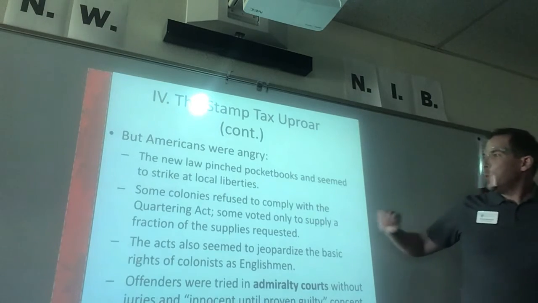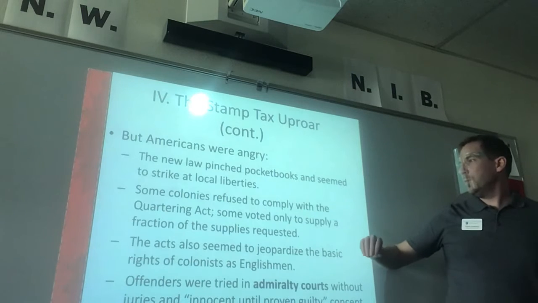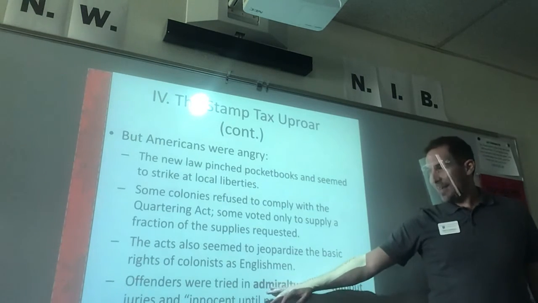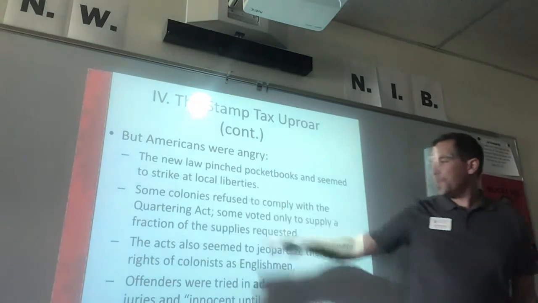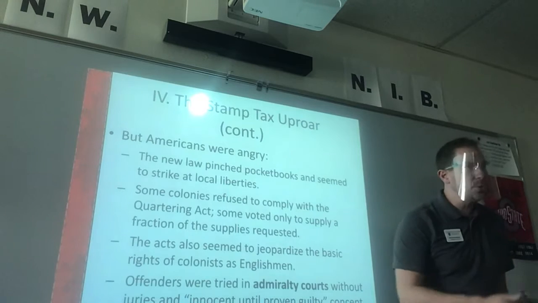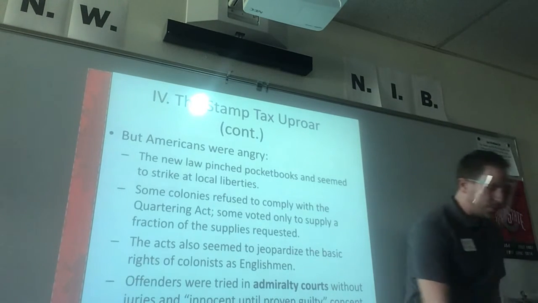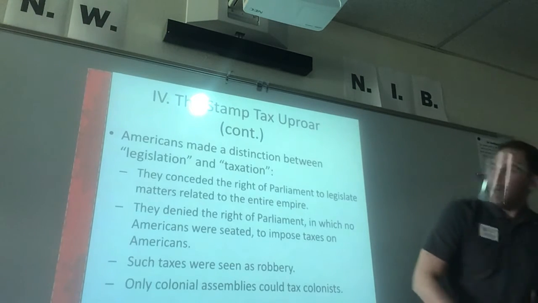So people refused to quarter soldiers and not give them the right amount of food. Britain passed admiralty courts, in which if you didn't follow the Quartering Act or the Stamp Act, you'd be tried in court without a jury, and not innocent until proven guilty. You're guilty until proven innocent. Frustrated colonists. Let's get on here.